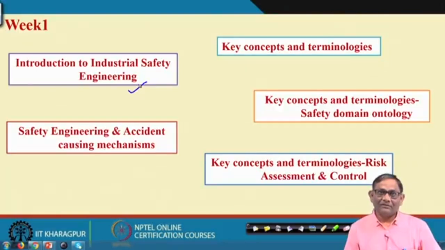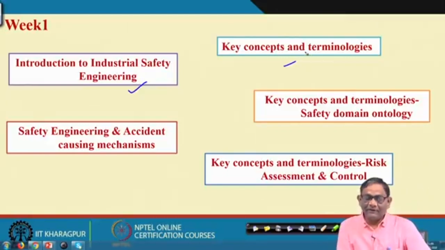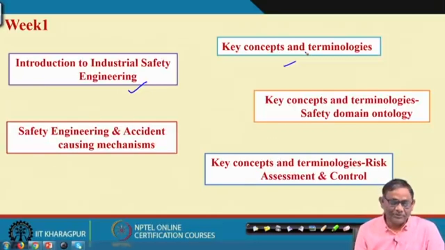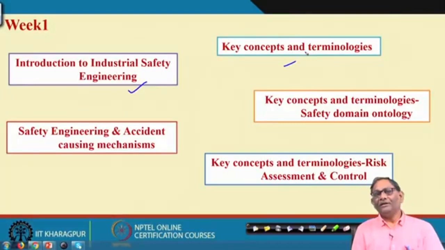Like other disciplines or other subjects, every subject has its own language. So, safety engineering also has its own language. So, the terms, definitions, all those things we have discussed in week 1. Then we have given you the concept like hazard triangle, safety domain ontology, then how accidents are caused from hazards and the total accident path. And finally, in that week you have seen how risk control systems can be put in place conceptually from the prevention of accident point of view as well as mitigation of the consequence or impact point of view.